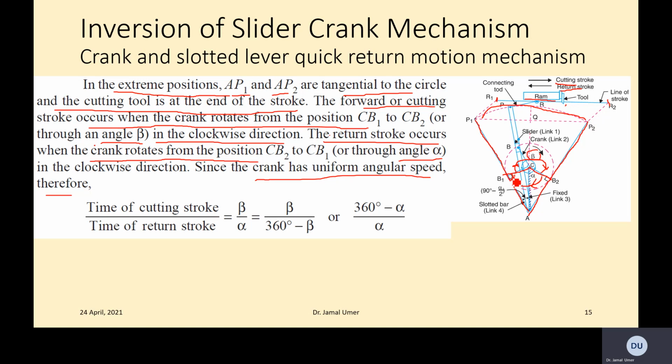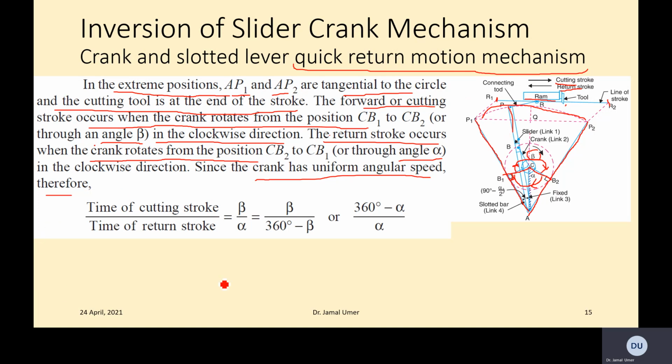Do not confuse yourself with alpha and beta, because it doesn't matter whichever angle you take. If you take alpha forward or beta forward is fine. But the important thing is that the larger angle is covered for the forward stroke and the smaller angle for the return stroke. And that's what makes it a quick return mechanism. That's why this is also called a quick return motion mechanism, because we are coming back quickly, covering the same distance. And it is called crank and slotted lever because we have the slotted lever. So this lever is slotted.